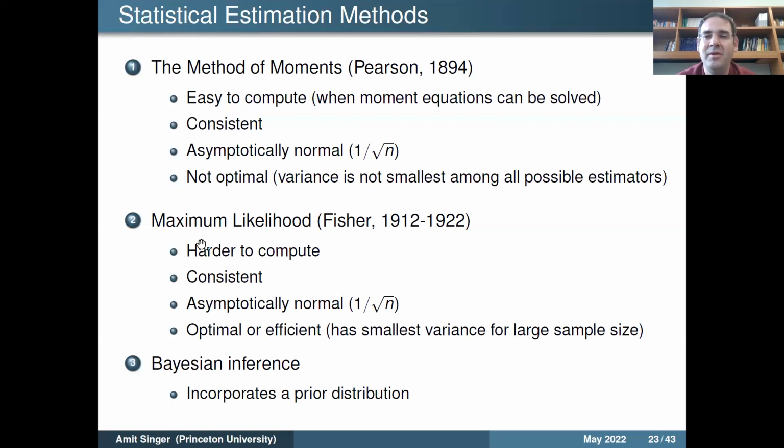There is maximum likelihood that I mentioned before. It is typically harder to compute. In the case of cryo-EM, you need something like EM to try to find the solution, and it is not guaranteed that you would find it, because it's a non-convex optimization problem, and all your guarantee is to find a local optimum. But it is optimal, or efficient. It has the smallest variance among all possible estimators for large sample size. And if you can also incorporate some prior information, then this gets into the realm of Bayesian inference.